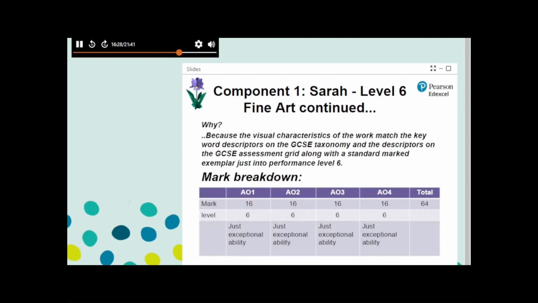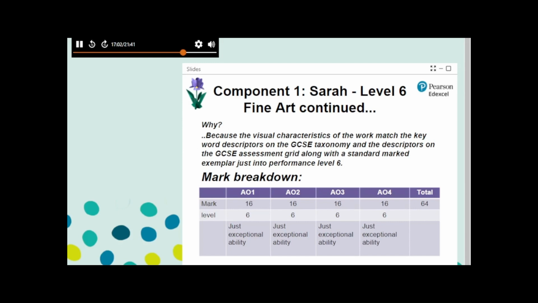Component 1, Submission of Candidate's Work, Level 6, Fine Art, 64 marks, continued. Some teachers will be thinking, why hasn't Sarah achieved a higher mark? In other words, how could she do better? Let's get that out of the way. Because the standard marked exemplars are telling us that Sarah's work is not better than the Component 1 standard marked exemplar in the standards booklet on 64 marks. Sarah achieved 64 marks. Why?